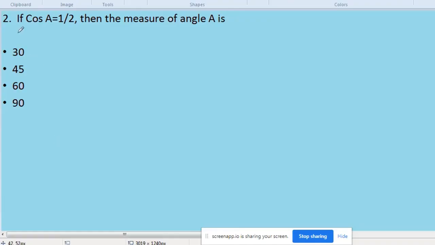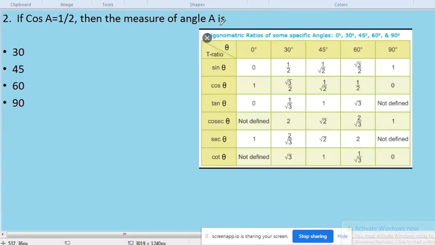Let us discuss the second question. If cos A is 1 by 2, then the measure of angle A is. To solve this problem, we have to know the trigonometric angles. Let us see the trigonometric angle ratios table. So we will see only the cos theta because the question mentioned here is cos.